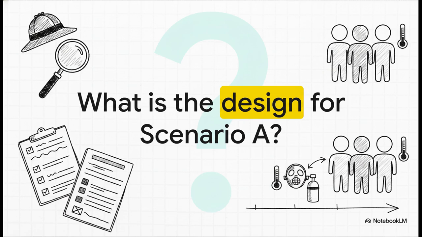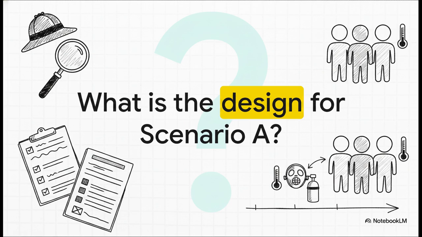Investigators want to know if a new anesthetic agent causes hypothermia. They pull surgical logs from 2018 to 2022. They identify 500 patients who got the new gas and 500 who got the standard gas. Then they review the charts to see how many of them developed hypothermia.